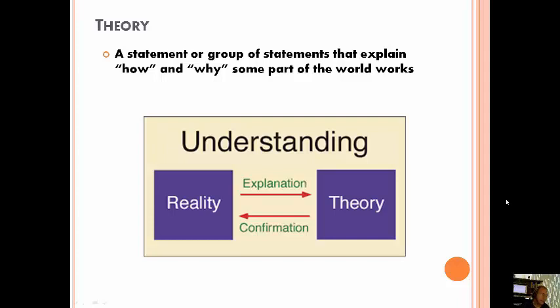So, what's on the screen here: a theory is a statement or group of statements that explain how or why some part of the world works. And indeed, it's based upon prediction. So if you do an experiment with an underlying theory, your experiment should predict the outcome of a theory.